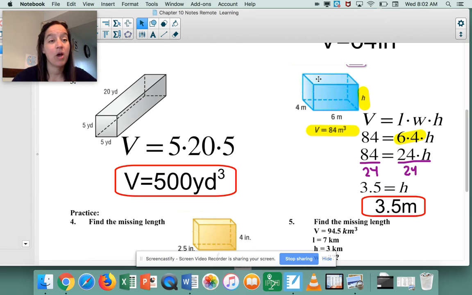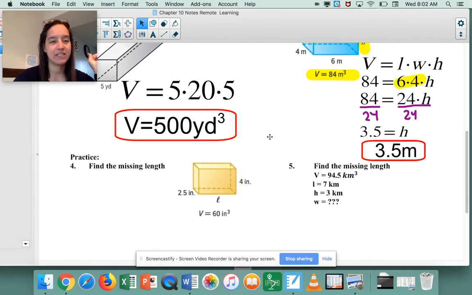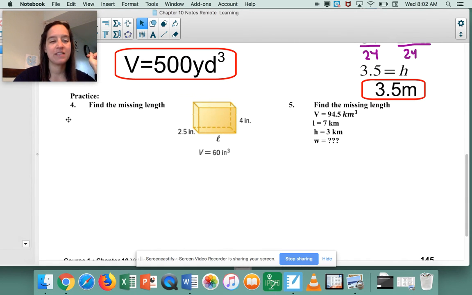If you want to pause, rewind, see how we did that again, feel free. I'm going to do 2 more problems that are just like that. I'm going to go a little bit faster on them, but pause it, rewind, do whatever you need to see what you're doing. All right, so number 4 is, again, finding the missing length.